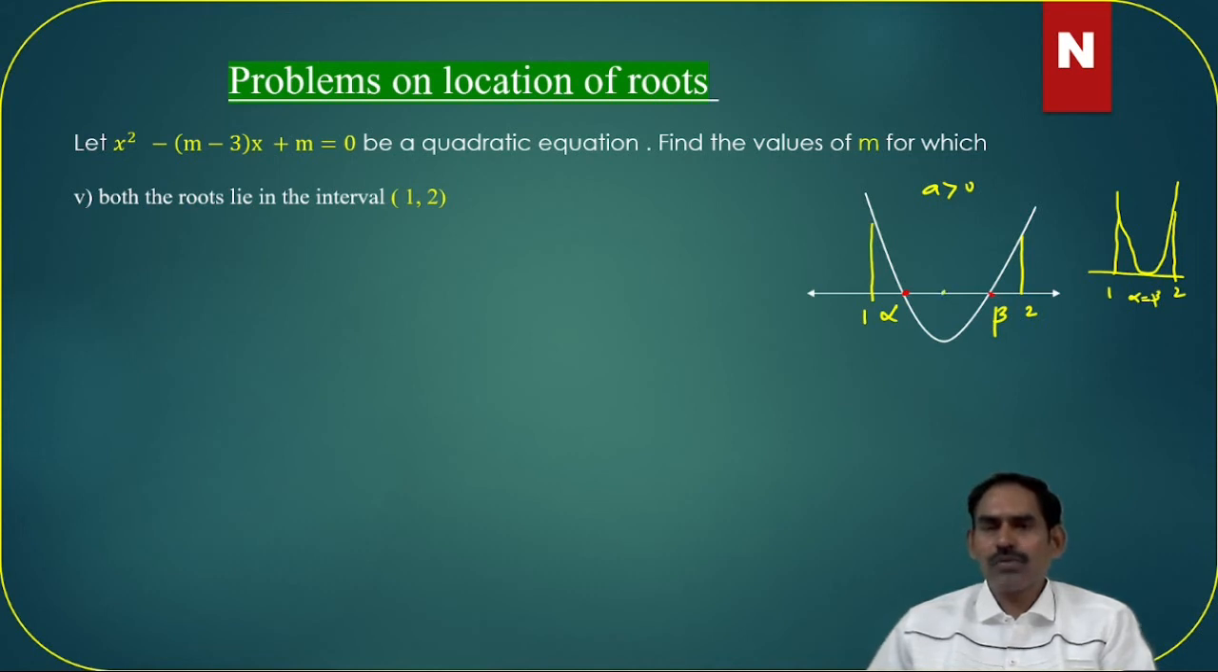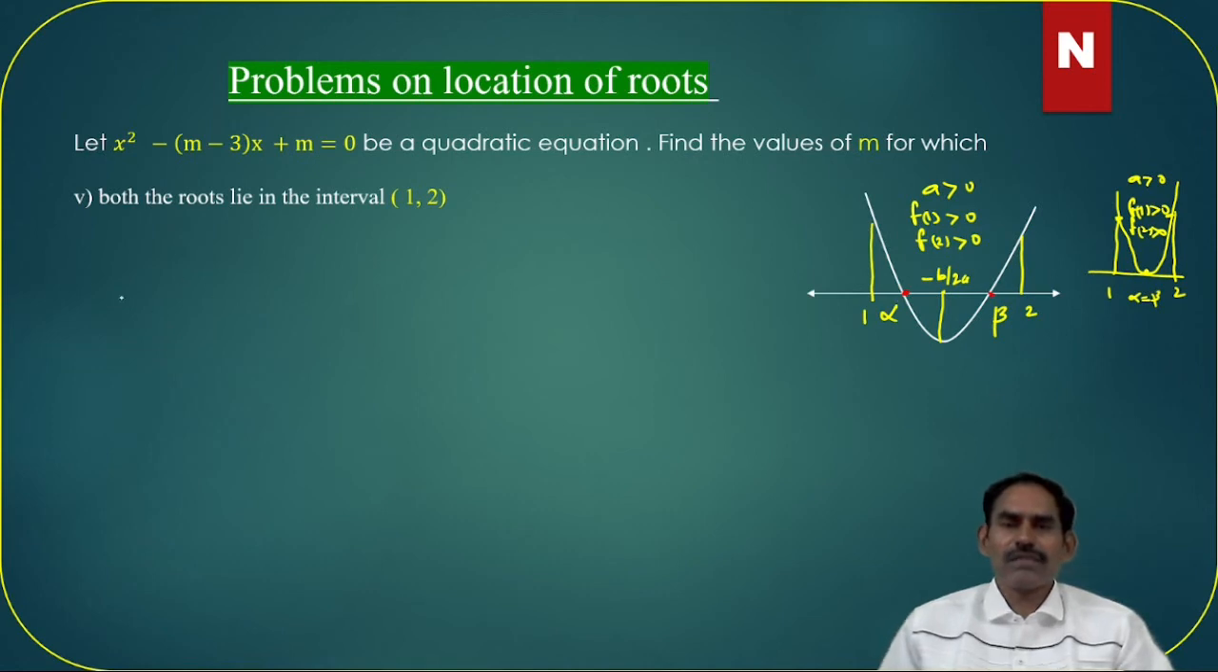And also, in both the graphs, minus b by 2a lies between 1 and 2. Here also minus b by 2a lies between 1 and 2. That is the second condition. Here, what about f of 1? f of 1 is positive, and here also f of 2 is positive. Both the cases. f of 1 positive, a is greater than 0. This is f of 1 positive, f of 2 positive.